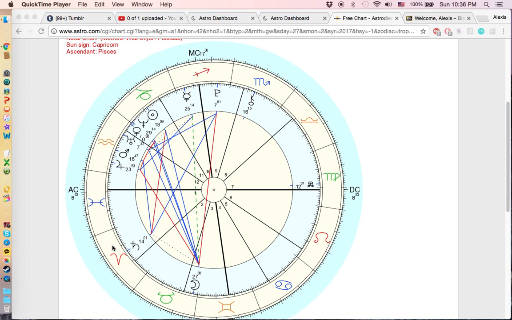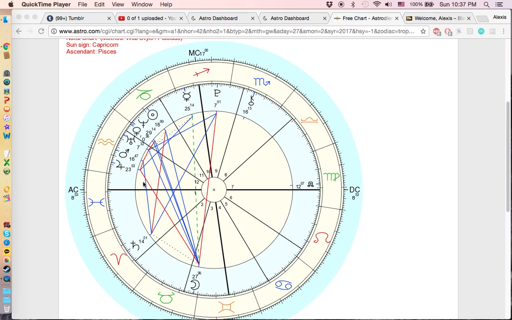So let's just look at Pluto, for example. Pluto is represented right here, and if you want to know what house Pluto is in, you got to go down to the house number and see where the planet is. In this case, Pluto is in the 9th house, okay? The moon, in this case, is in the 3rd house. So that's how you find your planetary placements in your natal chart.